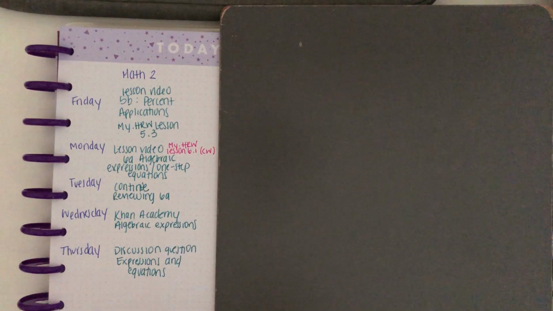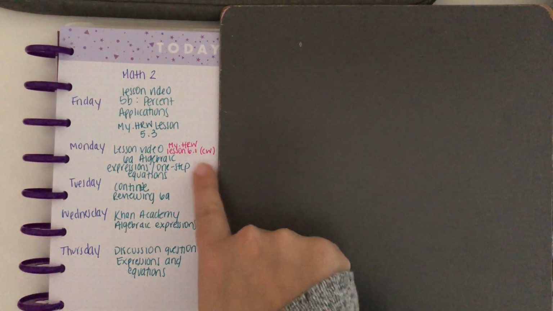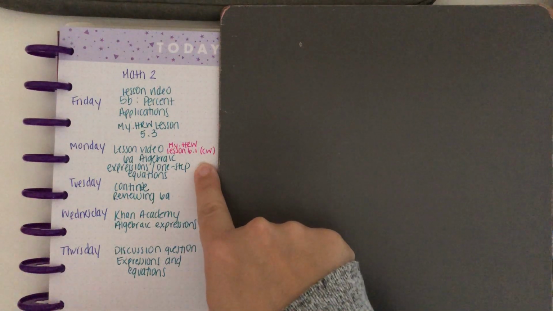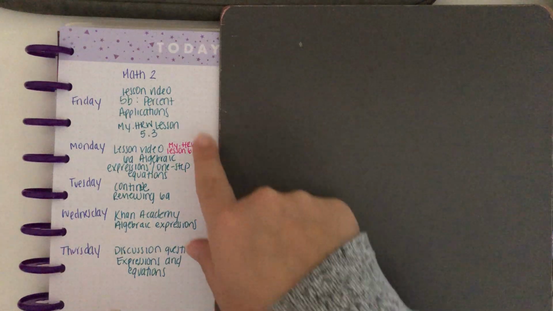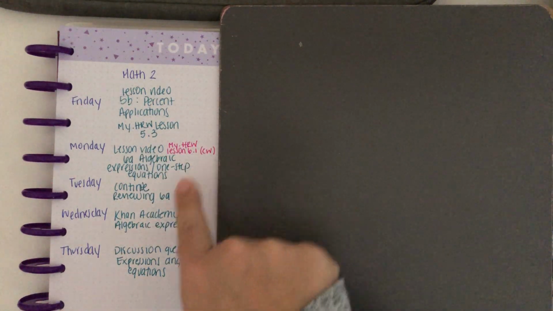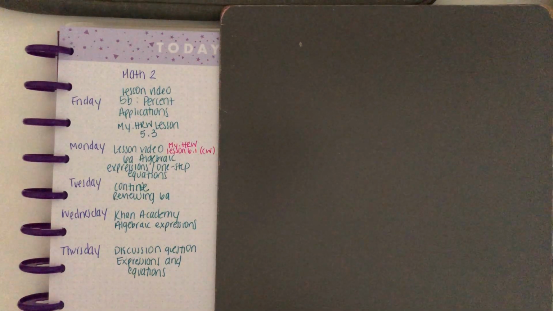Monday, we are going to be going through 6A, which is going to be dealing with algebraic expressions and one-step equations. You'll also see that the MyHRW for 6.1 is going to be the classwork grade that you have for next week. That's in pink. On Tuesday, we're going to keep reviewing the 6A, so again, your algebraic expressions and one-step equations.